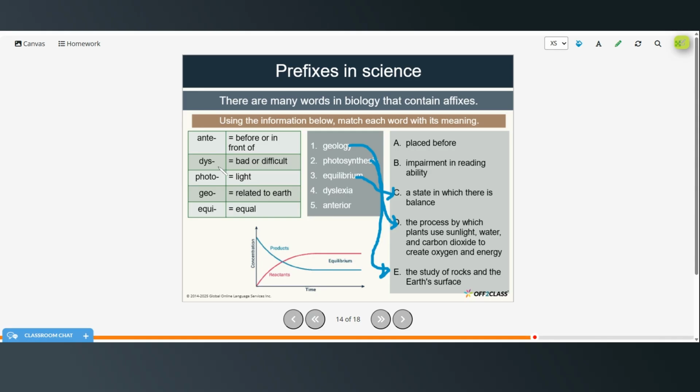Dyslexia, dys means bad or difficult. So that would be an impairment in reading ability. And anterior, anti means before. So that would be A, placed before. So you can see how knowing the meanings of the prefixes and suffixes can help you figure out the meaning of words that you may not know.